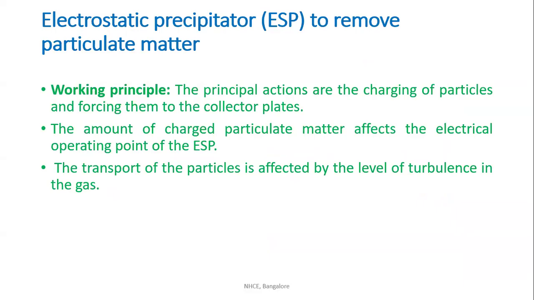So we can go for the electrostatic precipitator. What is the working principle? The principle is charging of particles and forcing them to collect on a plate. That means the particulate matter or dust particles are charged with the help of electric current. So then they are converted into charged particles, and with the application of electric potential, the charged particles are made to collect on the other plate, the anode plates.